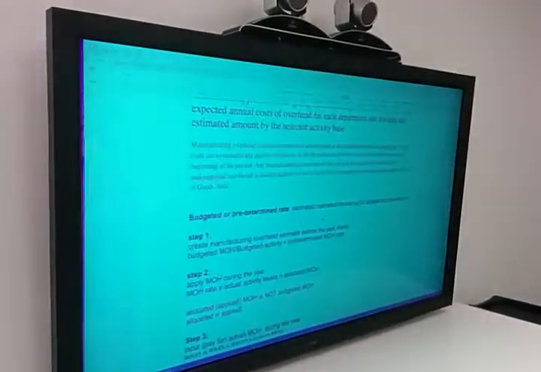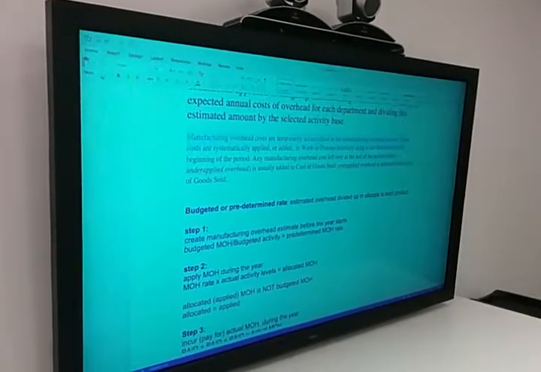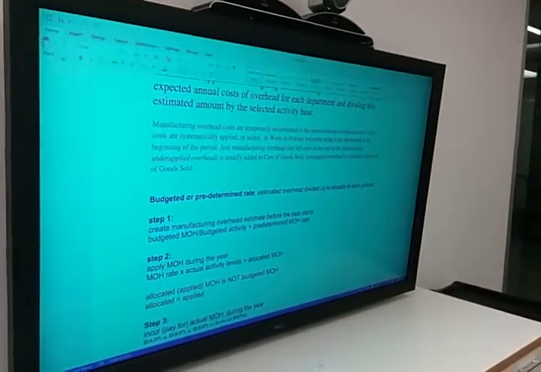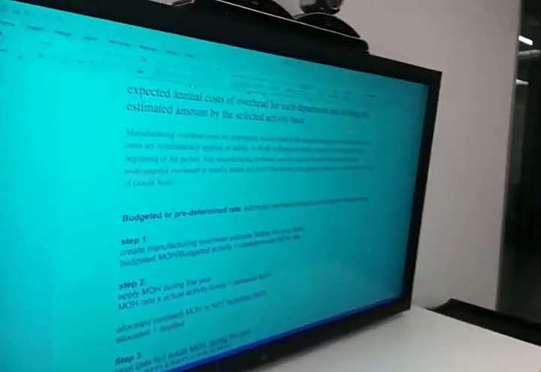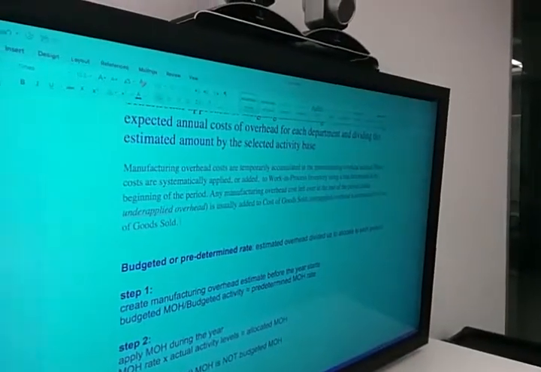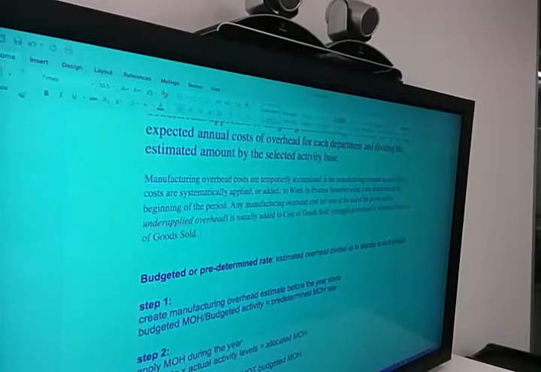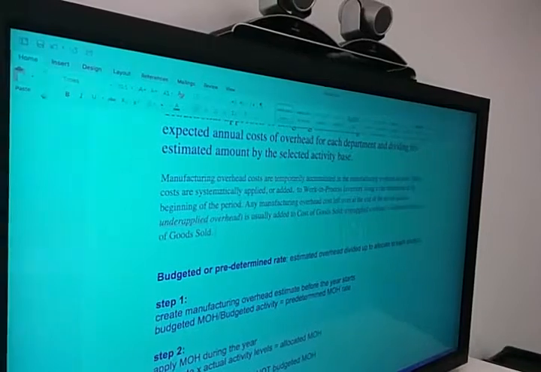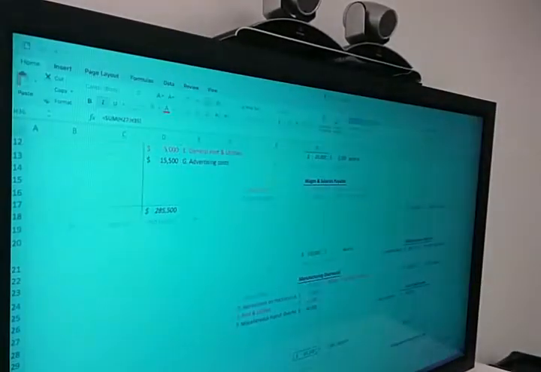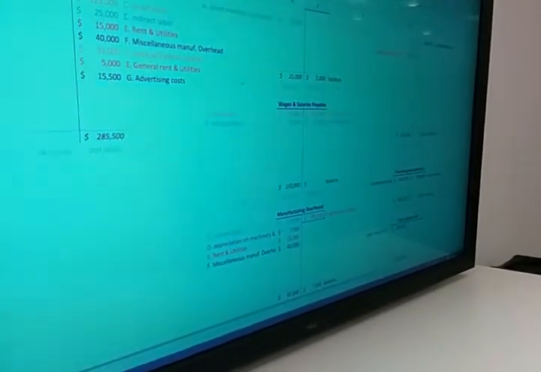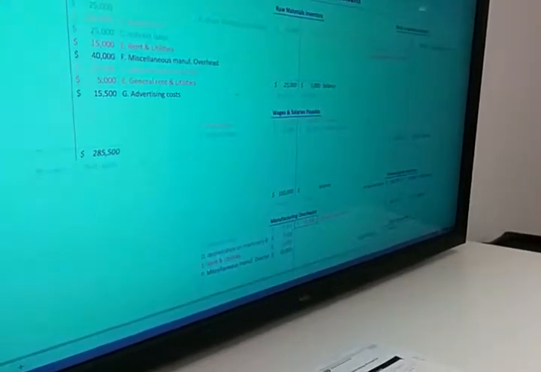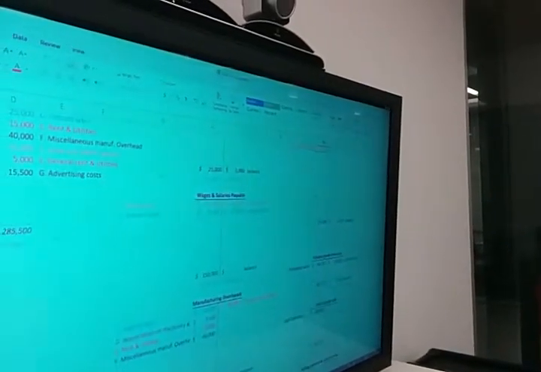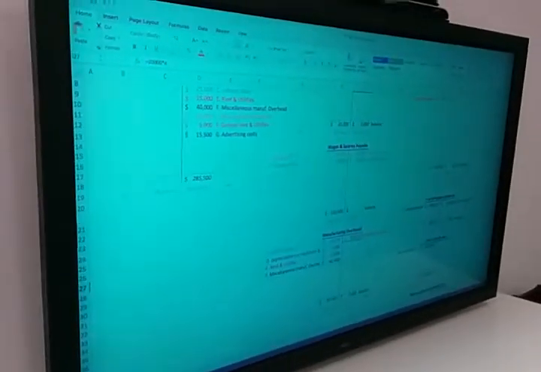Okay, I'm going to go over here for the steps. Let me read through this. I think it'll start making more sense, and we can talk more about our questions. Manufacturing overhead costs are temporarily accumulated in the manufacturing overhead account. These costs are systematically applied or added to work in process inventory using a rate determined at the beginning of the period. So what I understand from that is this 80,000 is calculated based on a rate that you're slowly applying over to work in process as you're actually creating a product. And then at the end, the total is 80,000.